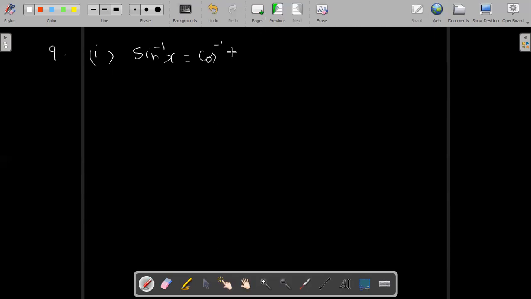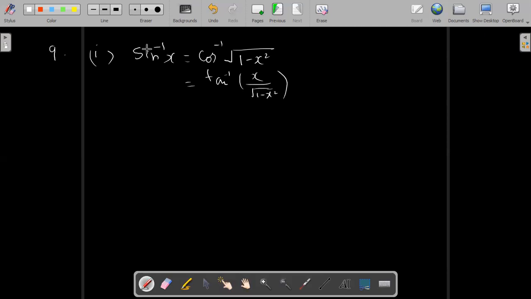Say for example, we are taking one example and I will tell you how to convert it. Then no need to remember it. You can directly convert this. For example, this is equal to cos inverse of under root 1 minus x square, and this is also equal to tan inverse x upon under root 1 minus x square.